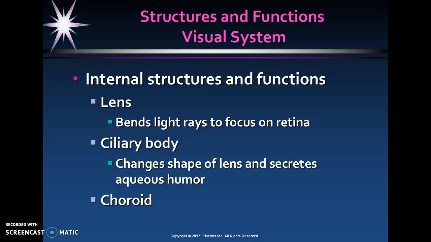So, more on the internal structures. We said that the lens bends light so that it can focus on the retina, and the ciliary body surrounds the lens and contracts to change the shape of the lens. Another component of the ciliary body is the ciliary processes, and they lie behind the peripheral part of the iris, and they secrete the aqueous humor.